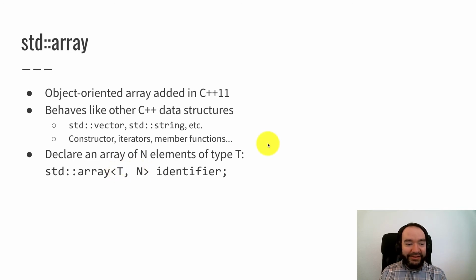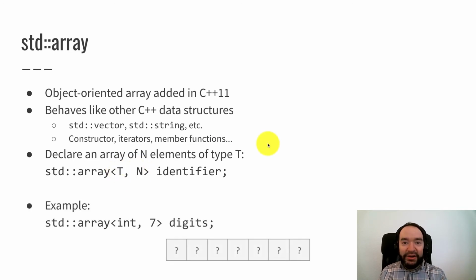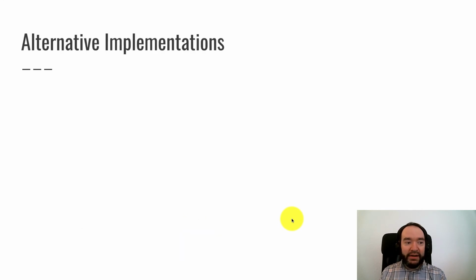I have to look that up every time, honestly, but you kind of get used to it. So for example, if I wanted to make a digits array just like the previous slide, I would say standard array, base type is int, size is 7 digits, and there we go. It would create the same data structure.